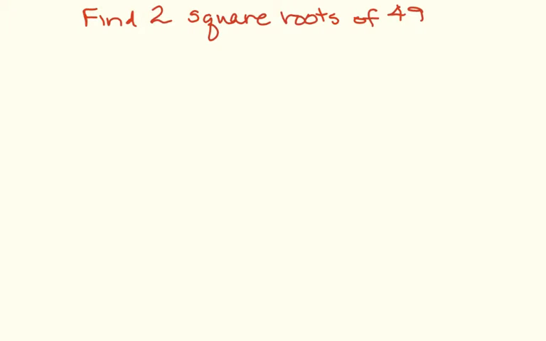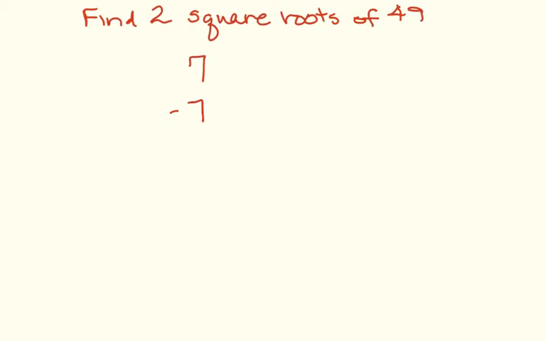In this video, we're going to be looking at some examples from section 10.1. First one we're going to look at is find 2 square roots of 49. So there are two numbers that you could multiply by themselves to get 49. The first one is 7. We know 7 times 7 is 49. And the second is negative 7, because negative 7 times negative 7 equals 49.